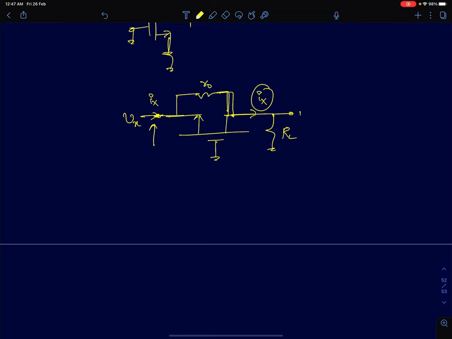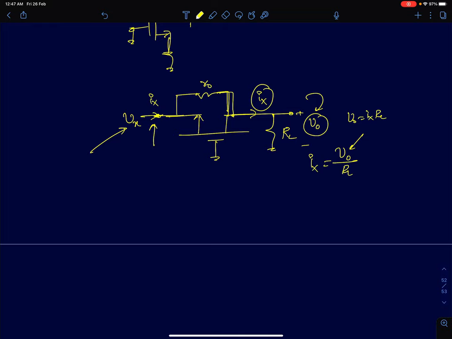So the voltage here, I'll call it V0, is simply Ix times RL. So if I know V0, if I know what the output voltage is in terms of Vx, then all I need to do is divide V0 by RL, and that's going to give me Ix. So if I represent V0 in terms of Vx, then my problem is solved.